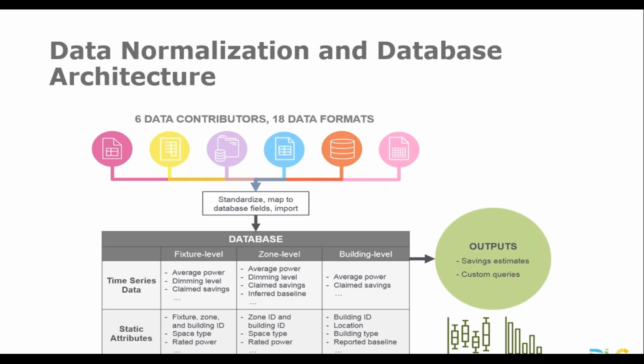For each data format, our team developed customized scripts to import the fields into a standardized database. We imported both time series data, for example the power and dimming measurements recorded at a specific zone or fixture level for each time interval, as well as static attributes associated with that time series data, such as the building type, the space type, or the zip code. Once imported into the energy database, we are able to run custom queries to develop baselines for each building and identify energy savings. An important note here is it's really not the number of buildings that's an issue. It's the number of different data formats, and why streamlining that is so important.